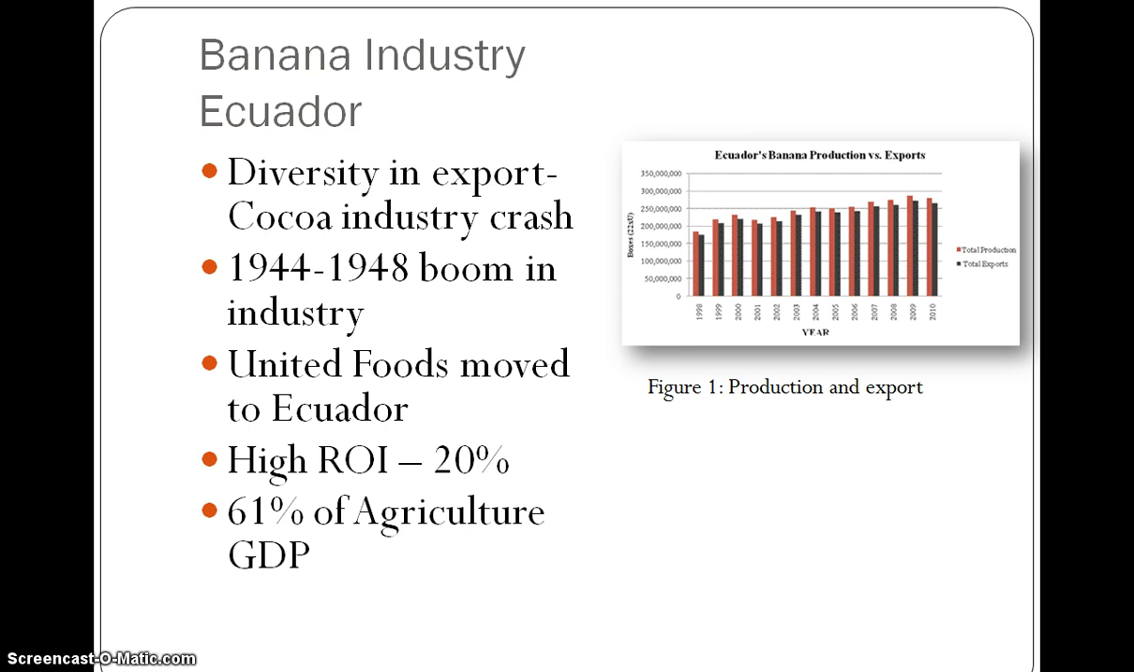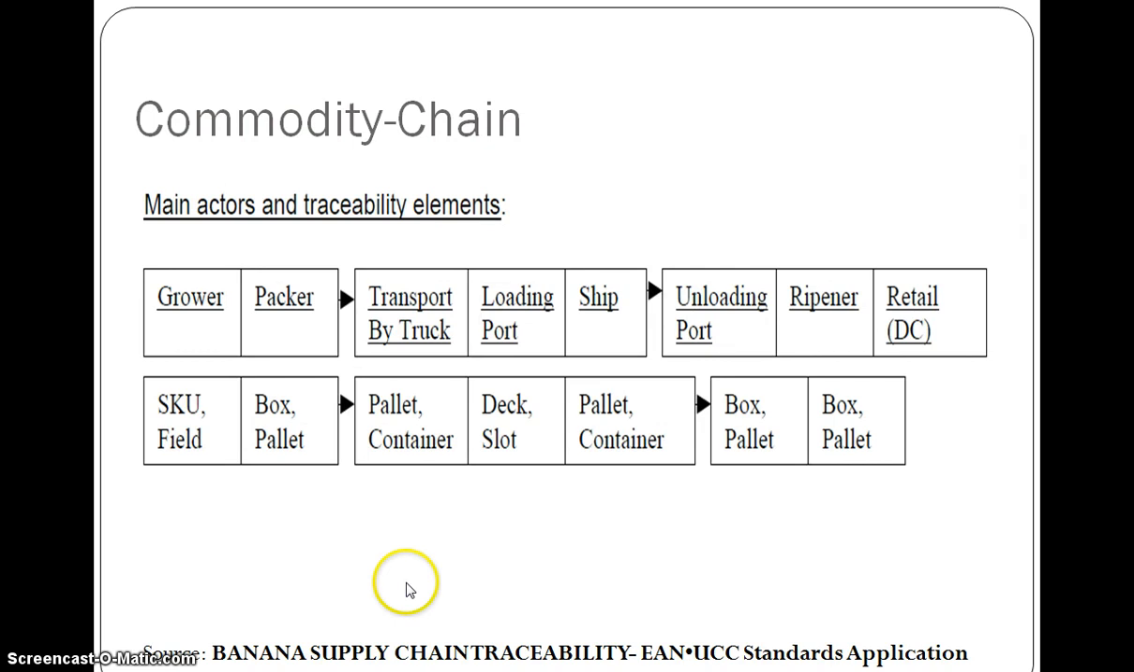And up here in figure, it shows the production and export. So the first line will show you the total production of the banana, and the second line will show you the total export. So approximately 95 to 90% is being exported, and only less amount is used for the domestic use. This slide shows you the commodity chain.